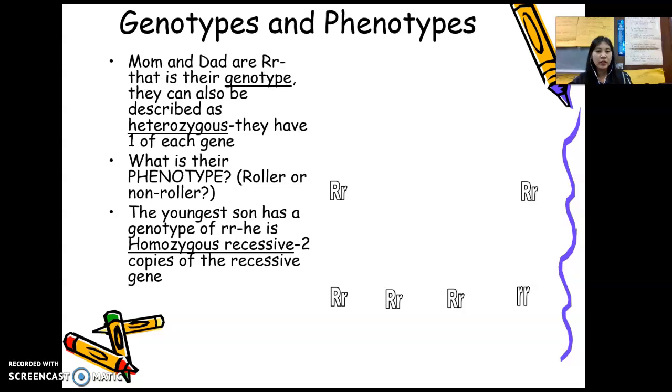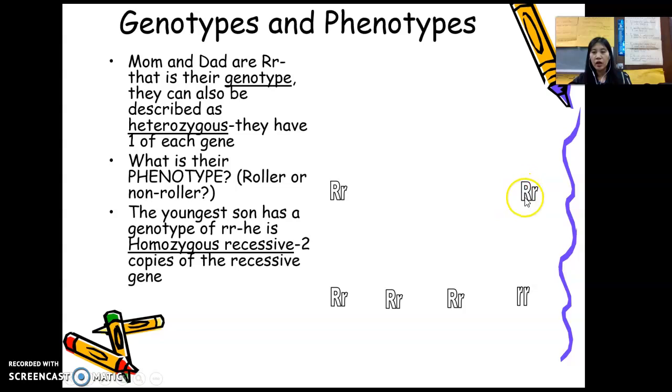So, what about here? The youngest son has a genotype of small rr. So, meaning to say, the youngest son is homozygous recessive. That is, he has two copies of the recessive gene. So, this is it here, this part here. Why do you have this one? We use this Punnett square, right?